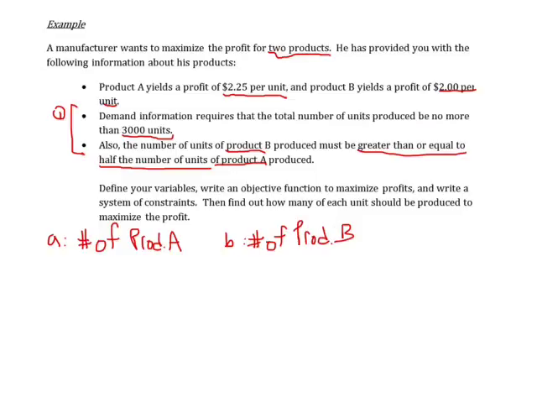By constraint number 1, we know that A plus B must be less than or equal to 3,000. Maybe A and B are 2 types of coffees that we're making. Maybe we're making lattes and mochas at our coffee shop, and we only have 3,000 cups, so we are limited, and A plus B is at most 3,000. Then we have some other constraints. Product B must be greater than or equal to half of the number of units of product A. So we have B is greater than or equal to half of A.